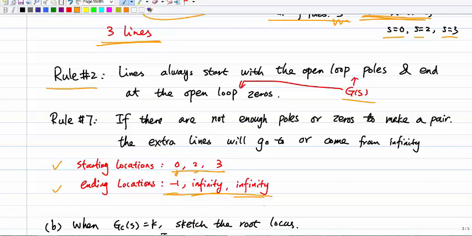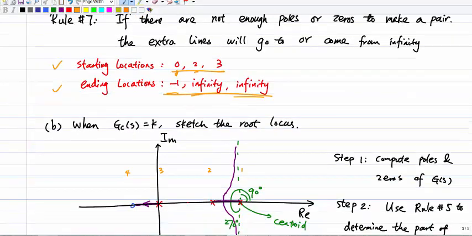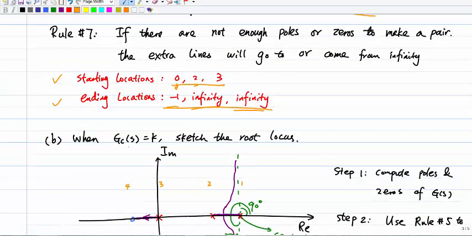To get a clearer idea about which one will go where, and what the lines look like, we have to sketch the root locus, which is step 2. When G(s) is K, we want to sketch the root locus. We want to see how the poles of the system change as K moves from 0 to infinity.